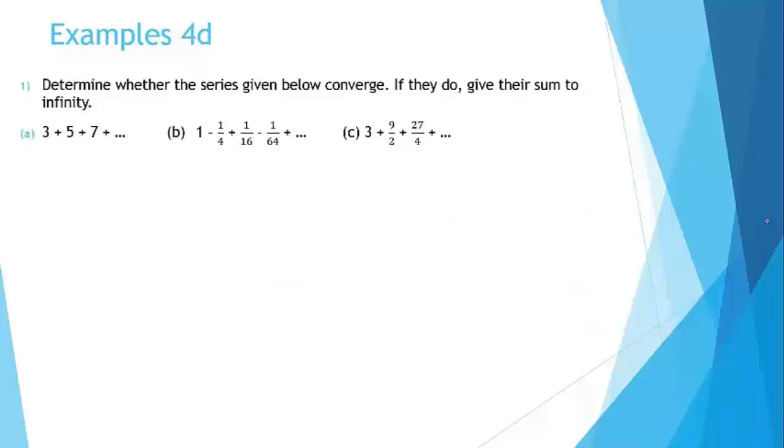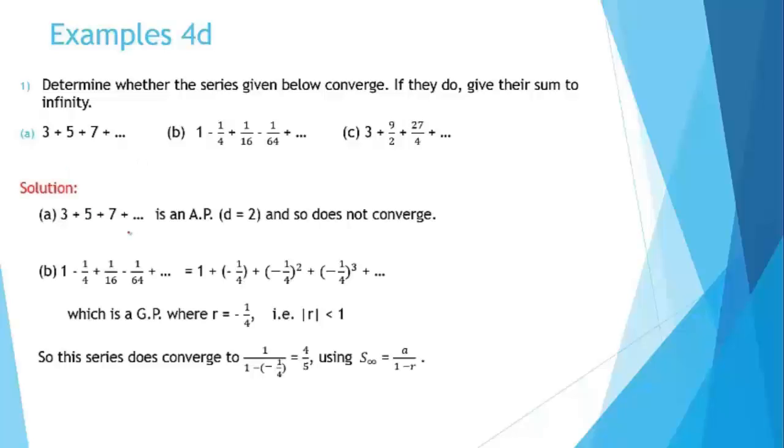Determine whether the series given below converge. If they do, give their sum to infinity. So the first series which we have is 3 plus 5 plus 7 and so on. So we know it is an arithmetic progression where the first term is 3 and the difference between two consecutive terms is 2. So we learned that all arithmetic progressions are divergent. So 3 plus 5 plus 7 and so on is also a divergent series. So it does not converge.